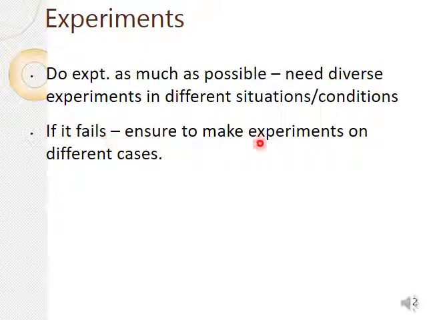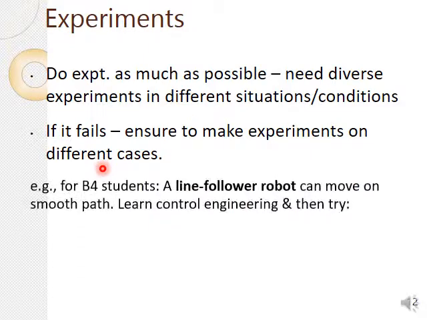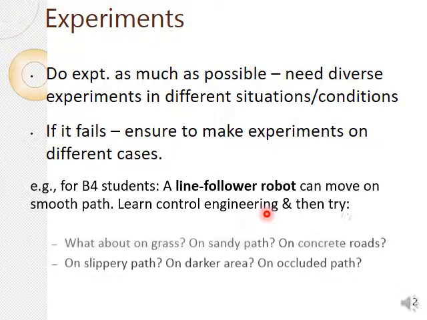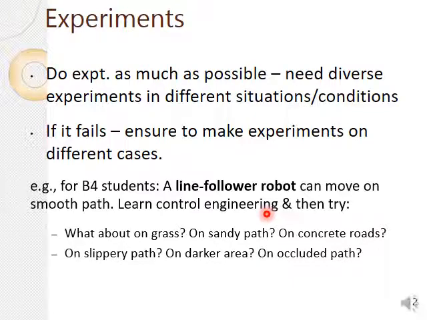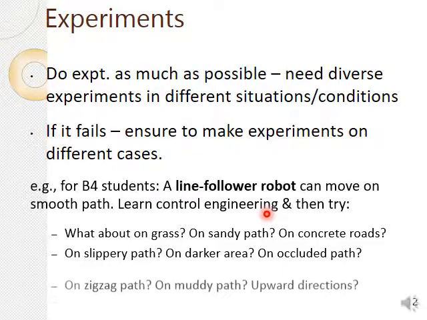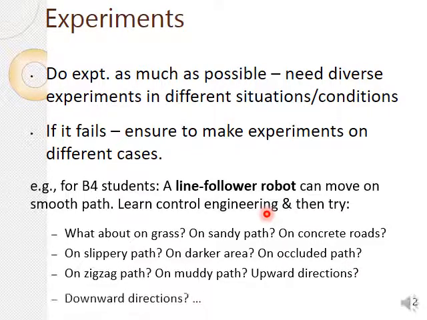If it fails, ensure you make experiments on different cases. For example, many undergraduate students do small works like a line follower robot. Yes, it can move on a smooth path, but learn some control engineering methods and electronics and try. What about on grass, on a sandy path, on concrete roads, or a slippery path, or in a darker area, or an occluded path, or a zigzag path, or a muddy path, or upward directions, or downward directions? I mean, do you think that the line follower robot you built a few weeks ago could be improved by concentrating on something different?